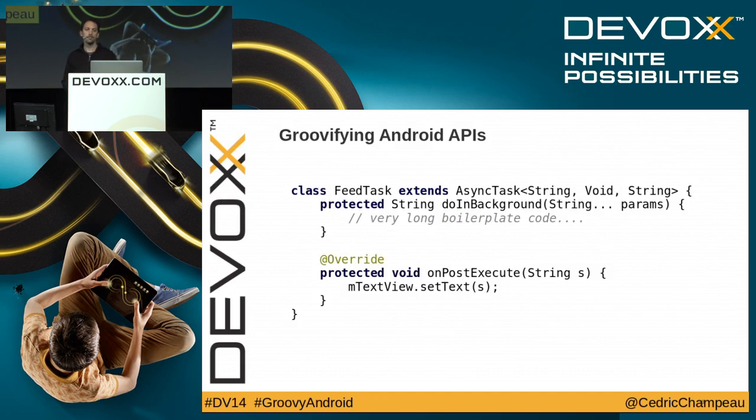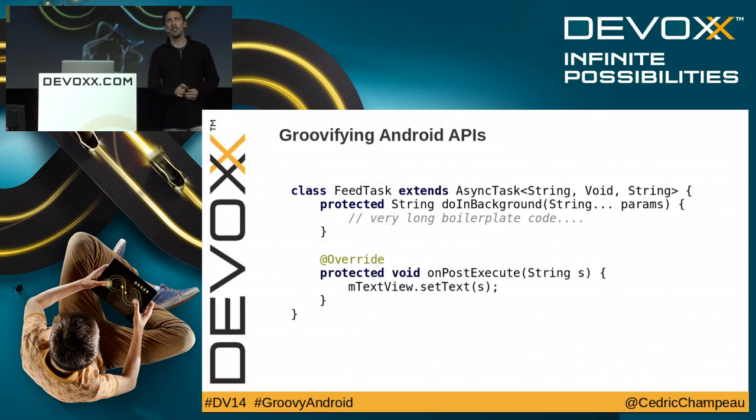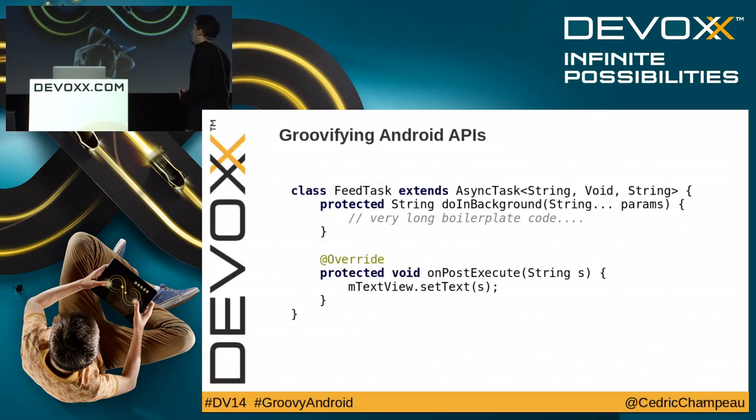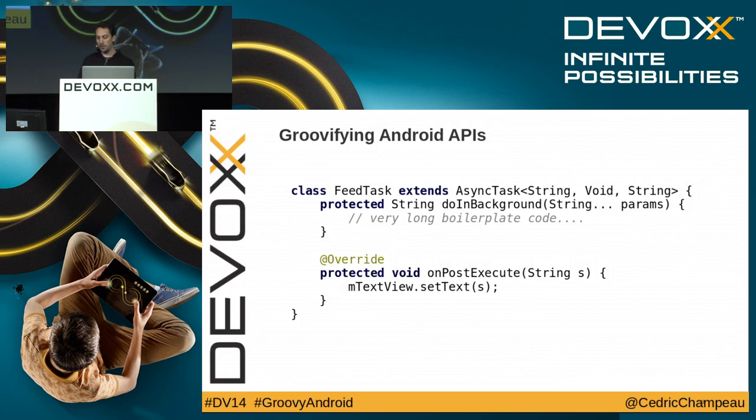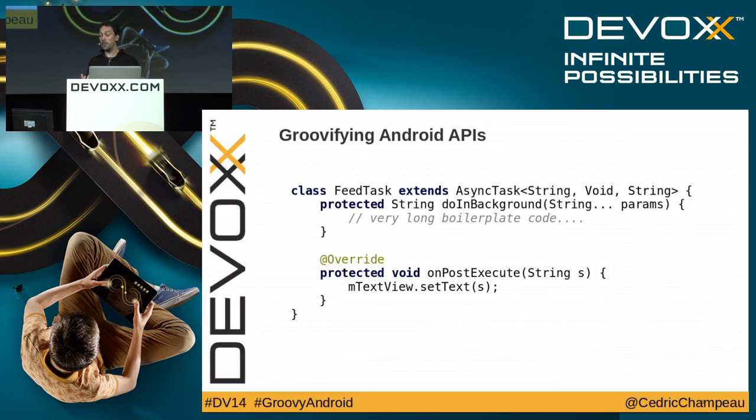But that's not all. Do you like the AsyncTask in Android? Probably not. It's a very, very displeasing API to work with. The reason for AsyncTask to exist is very simple. You have to do long-running tasks on a separate thread, not on the UI thread. Otherwise, you block the UI. So AsyncTask is there to do that job.